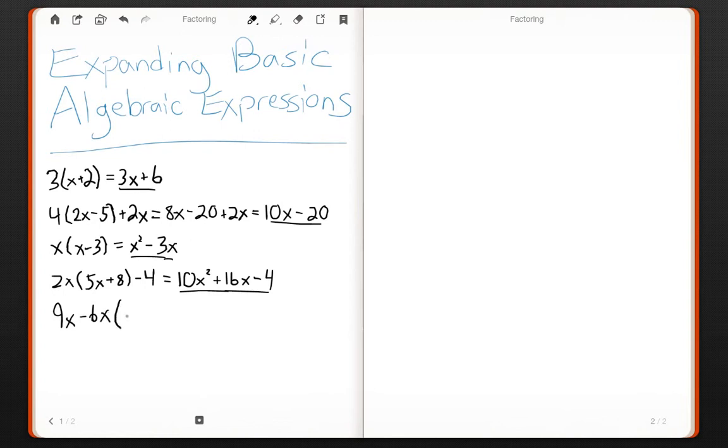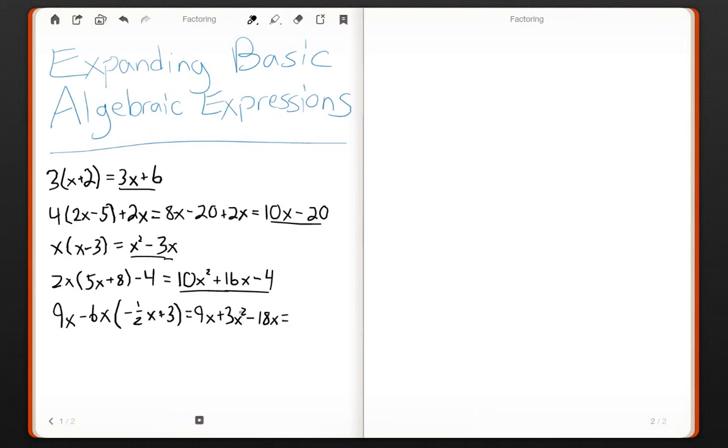Now let's throw in some fractions here. So the 9x is first. That is separate from all of this stuff. 9x is not being multiplied by anything. Now we have negative 6x times negative 1/2 x. So negative 6 times negative 1/2 is positive 3. So this will be plus 3 times x is x squared. Negative 6x times 3 is negative 18x.